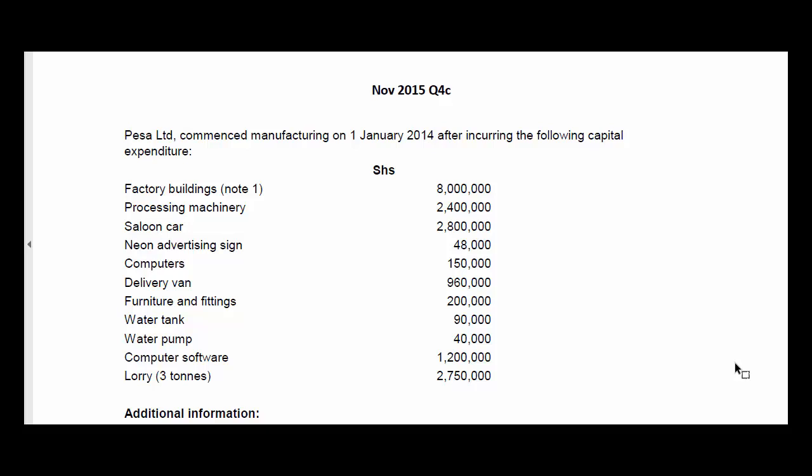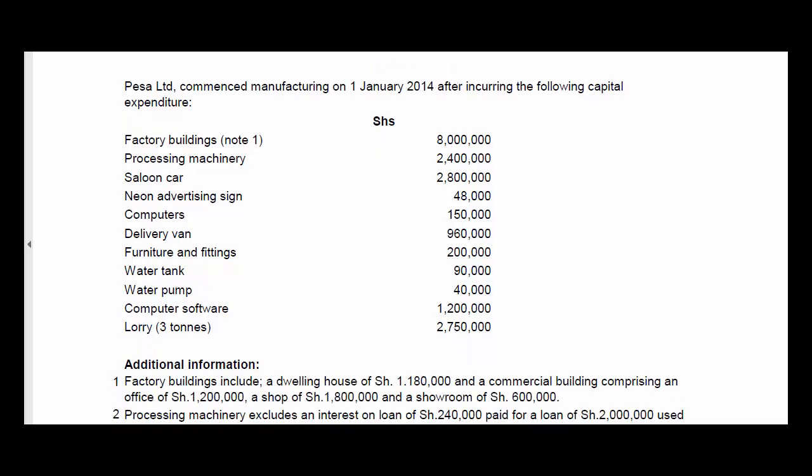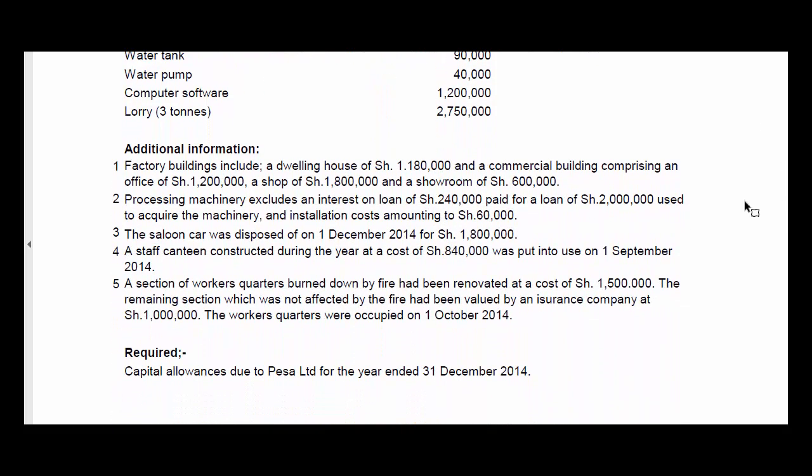In this question, it is told that Pesa Ltd commenced manufacturing on 1st January 2014 after incurring the following capital expenditure. You're given all those details and additional information, and you're required to determine the capital allowances due to Pesa Ltd for the year ended 31st December 2014. So as usual, the ranking of the computation is that we start by looking at the investment deduction, then the industrial building deduction, then finally the wear and tear allowance. So let's look at our investment deduction.